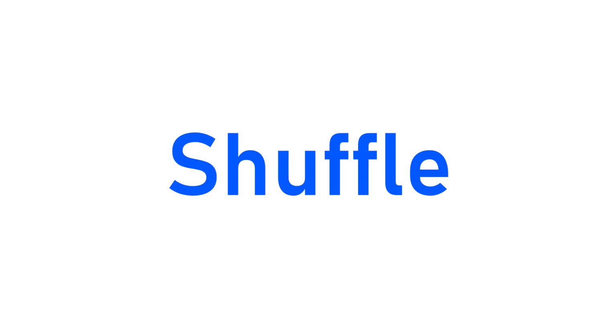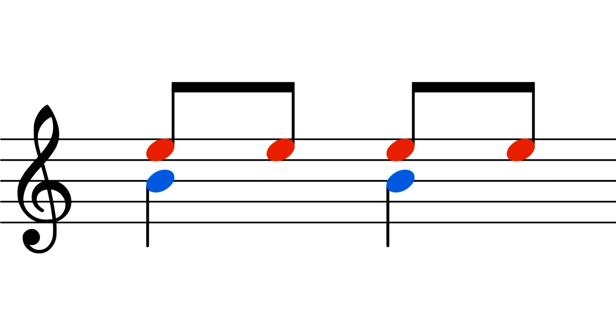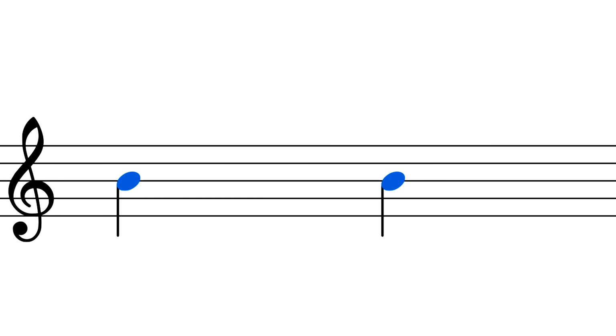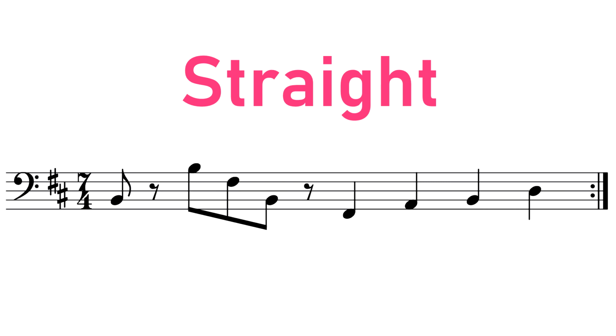A shuffle is when, rather than each beat of the bar being divided into 2 eighth notes, instead, each beat divides into 3 eighth notes. Here is Money's bassline in its usual shuffled rhythm. And here's what it would sound like if the rhythm was played straight, i.e. not shuffled.